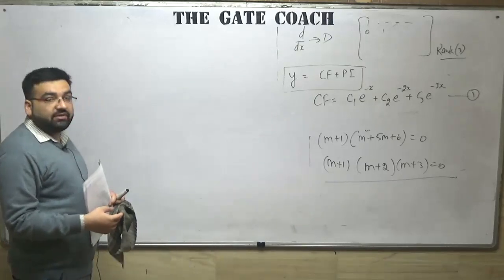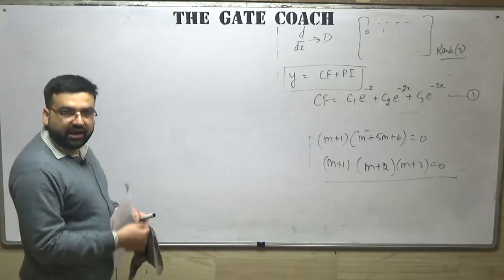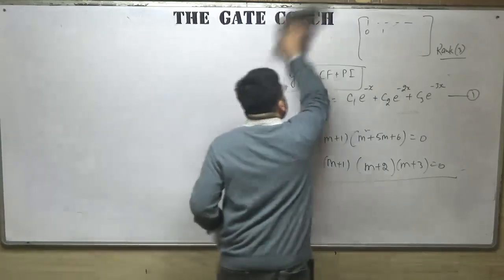By the way, the rate of convergence of the bisection method is 1 by 2. That also we have done, right? So that was the question from the rate of convergence.